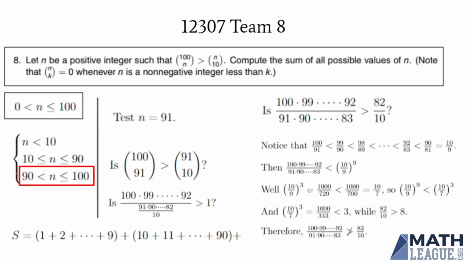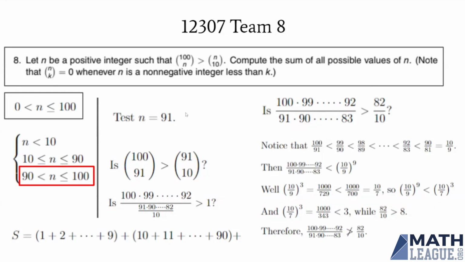But 10 over 9 to the third is equal to 1,000 over 729, which is less than 1,000 over 700, which is 10 over 7. So 10 over 9 to the 9th is less than 10 over 7 to the third. And 10 over 7 to the third we can compute as 1,000 over 343, which is less than 3. But on the right side, we have 82 over 10, which is greater than 8. So that means that our fraction is not greater than 82 over 10. So our answer to all of our questions is no.